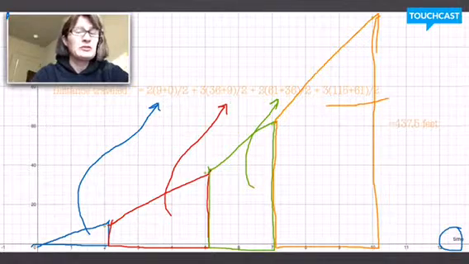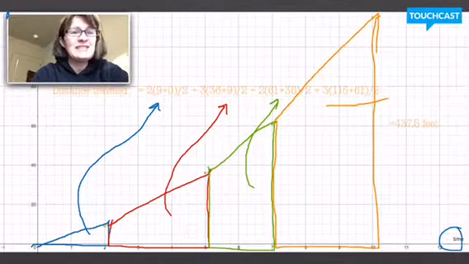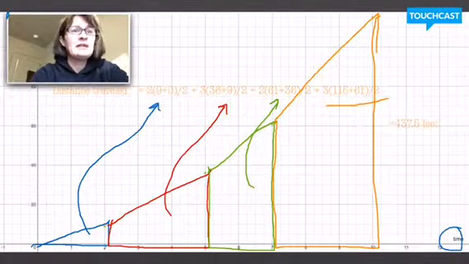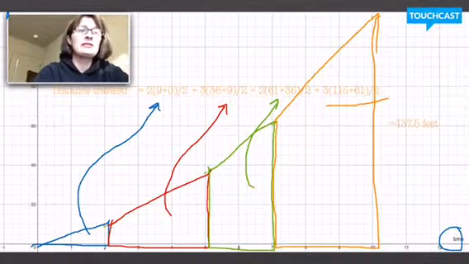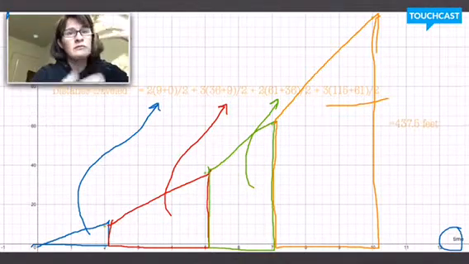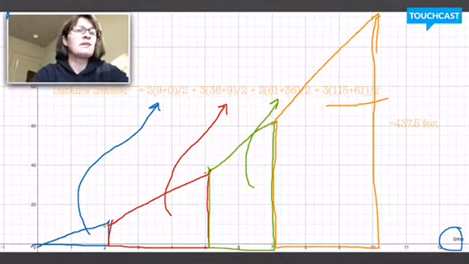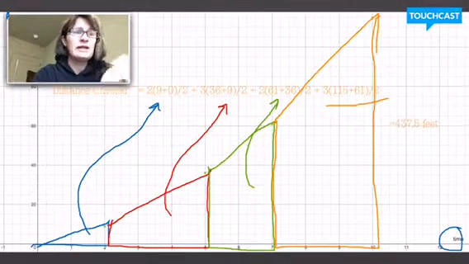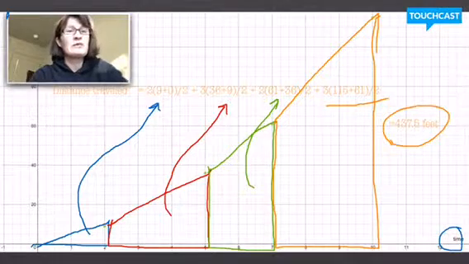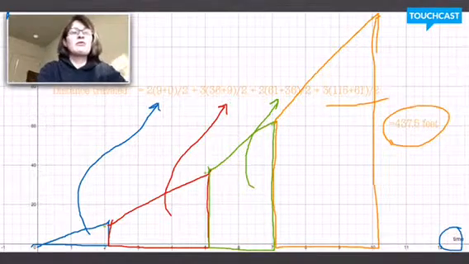The second trapezoid I drew in red. You can see that the distance across is 3. That's where this 3 comes from. And the 2 heights are 36 and 9, so I've added 36 and 9 together and averaged and divided by 2. So you can see I've added up 4 trapezoid areas, and I get a final answer, which is the distance traveled is approximately 437.5 feet.